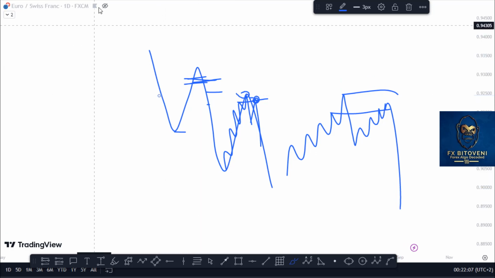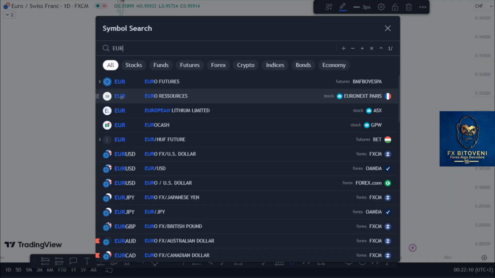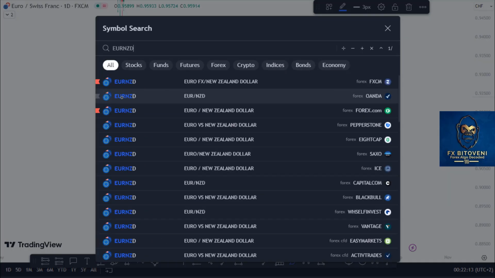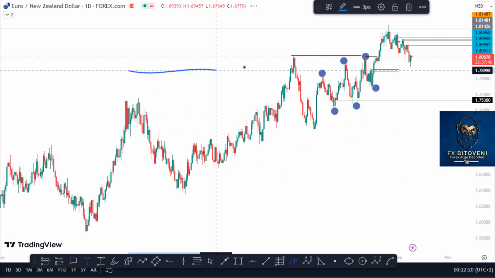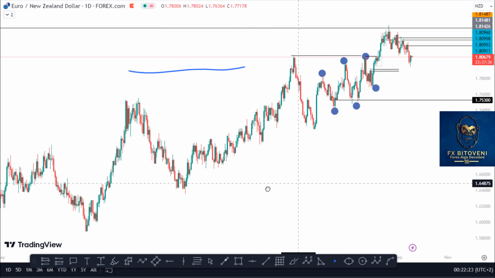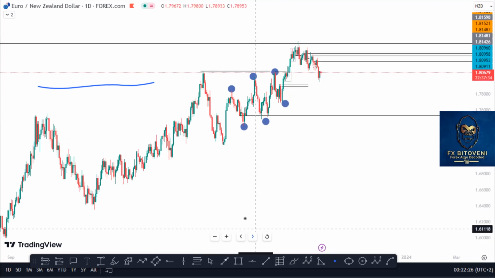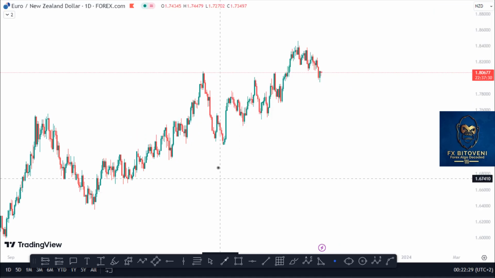Now, let's say for example, remember I gave you an example on Euro NZD. You remember? On Euro NZD, I gave you an example of what to expect, guys. So you see here, this is the example I was giving you guys.